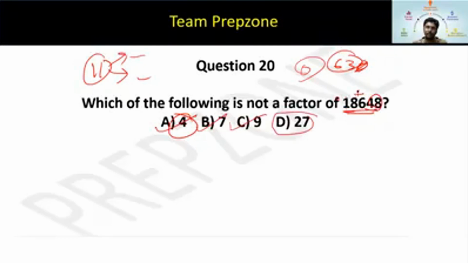To check 27, add these two. Pairs of 3, plus and then plus. So 648 plus 18, right? This will be 666. And is this divisible by 27? No. Hence, this number is not divisible by 27.